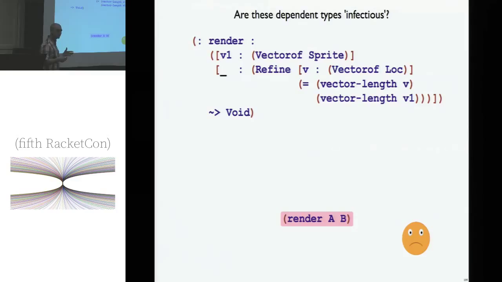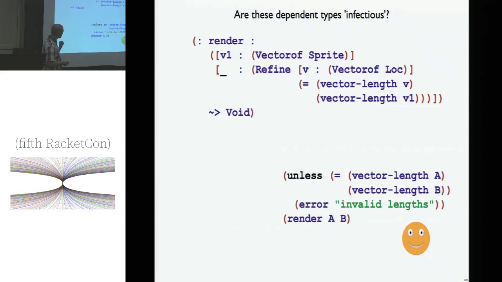Maybe that was a place in the code where we really weren't sure they were going to be the same length. But maybe it was. We knew they were the same length, but the type checker just wasn't able to figure that out. Well, we can just throw a dynamic check in: unless these are of equal length, then throw an error. And by adding this, we do get this to type check.